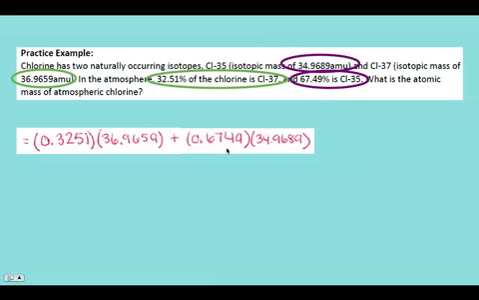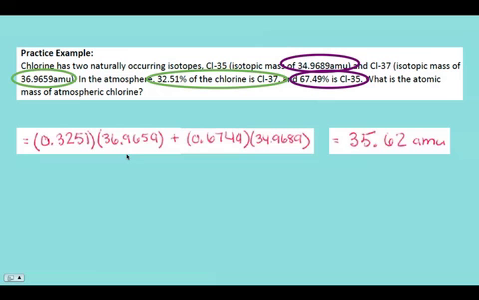When you plug that all into the calculator, you end up with 35.62. That's the weighted average of chlorine, and that's the number that would essentially be put into the periodic table. Always make sure that that's between the lowest number and the highest number. If you see it fall out of that range, you know something went wrong.